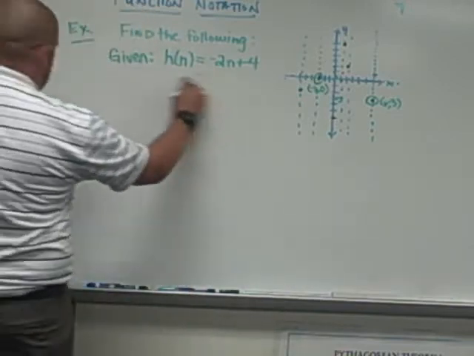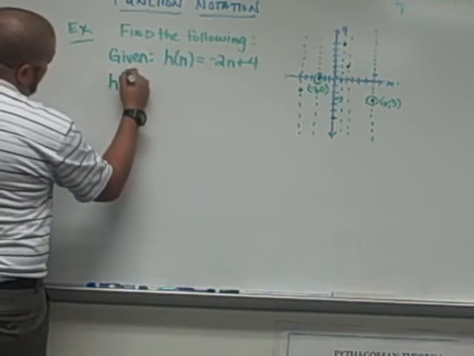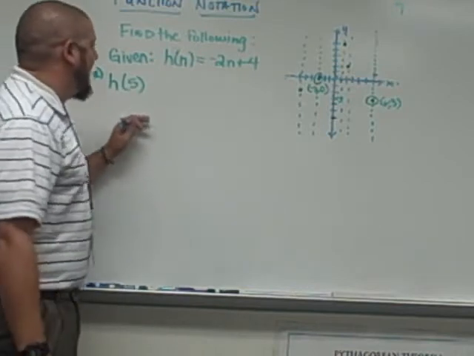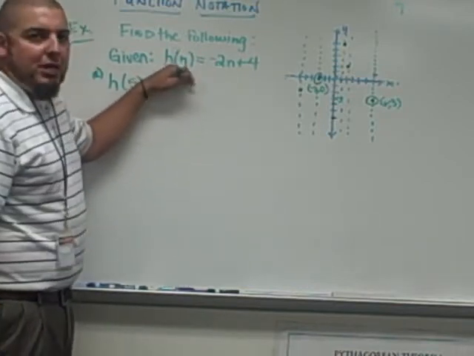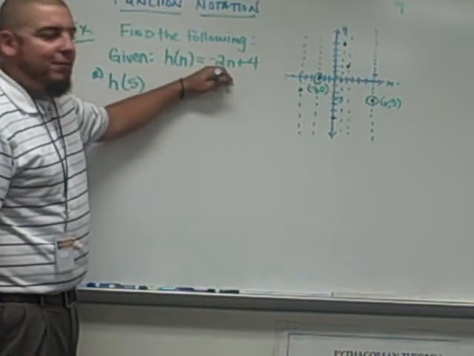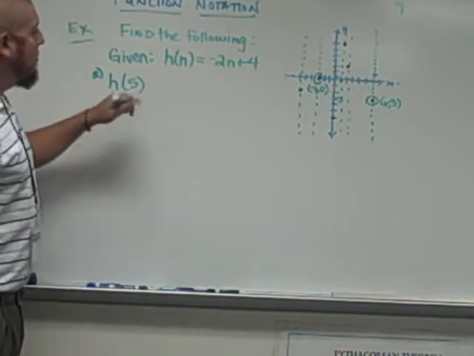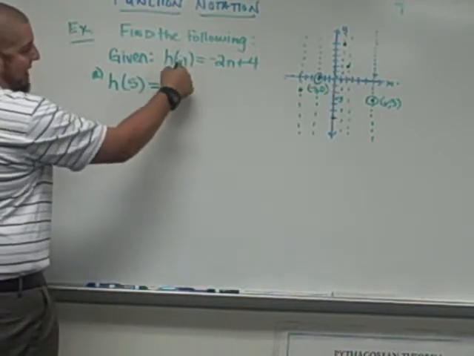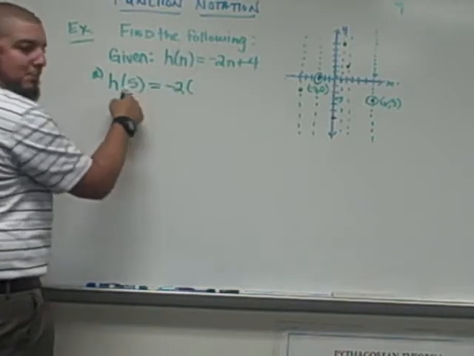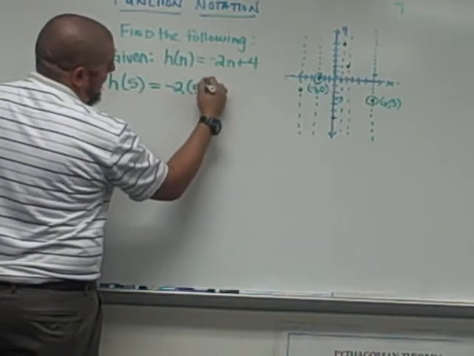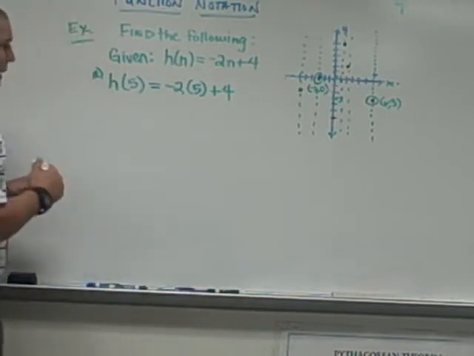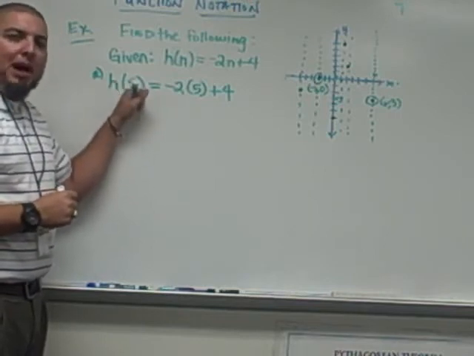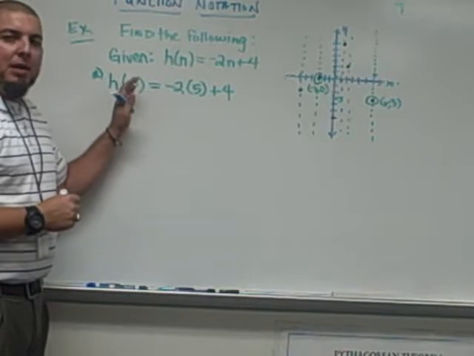So, if I'm given this function, and it says find h of 5, what that's telling me to do, basically, is to go to my h function and plug in 5 for the independent variable. So here's 5 for my independent variable. So all I have to do is say, okay, h of 5 equals negative 2 times, notice, this n was replaced by 5, plus 4. Once I replace this n with 5, I never touch that again. It stays there all the time. Okay, I don't have to move this around.